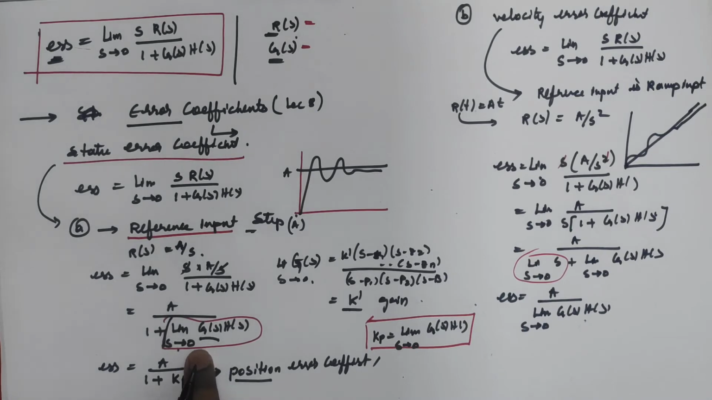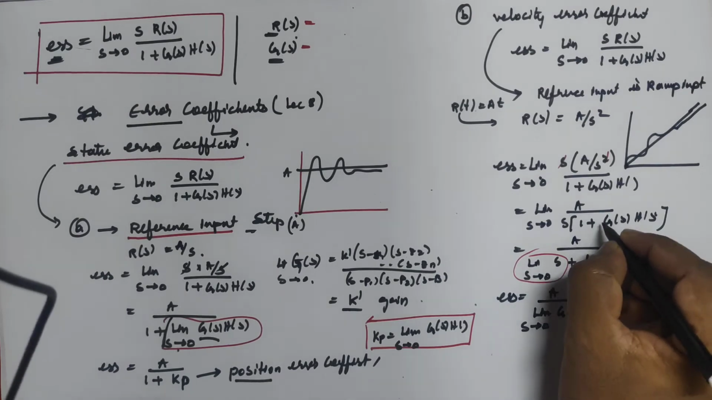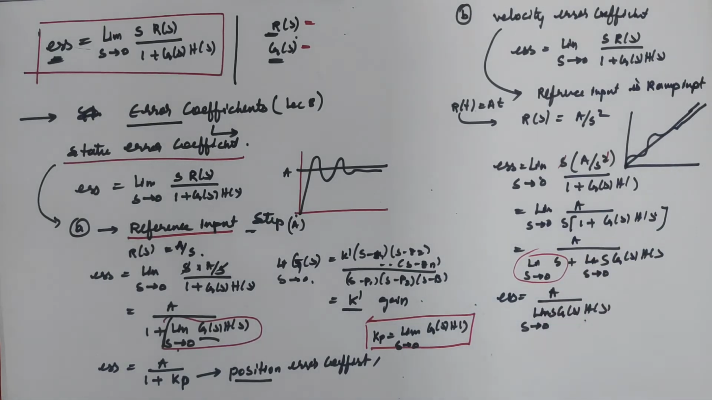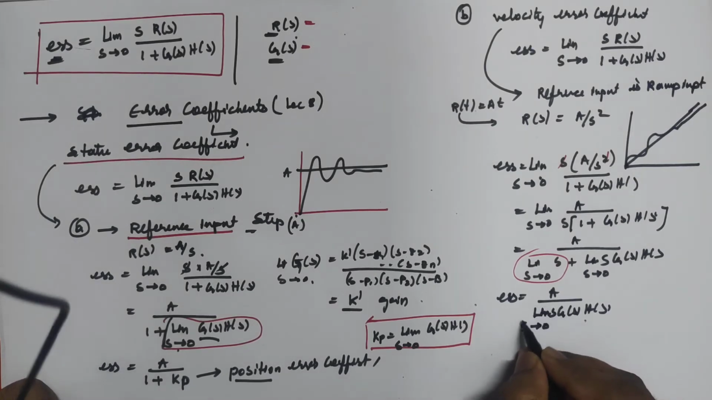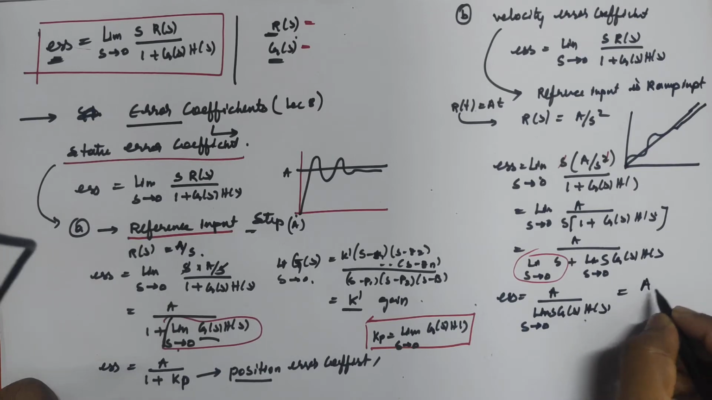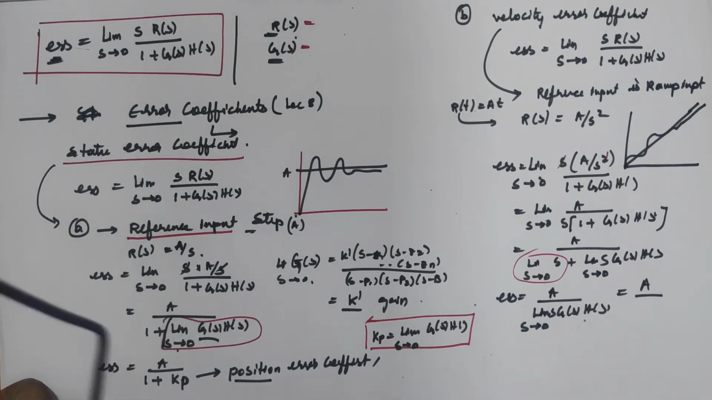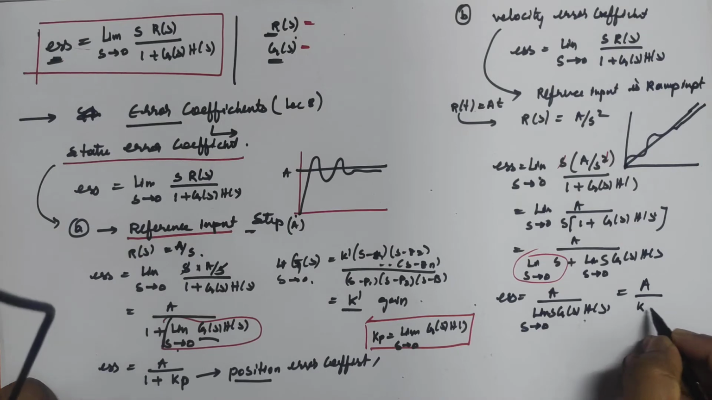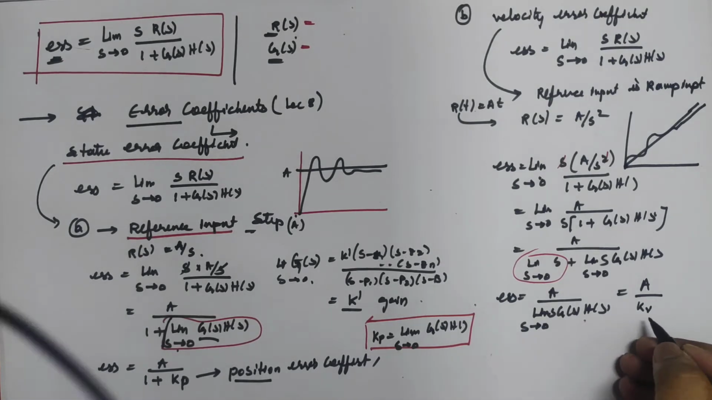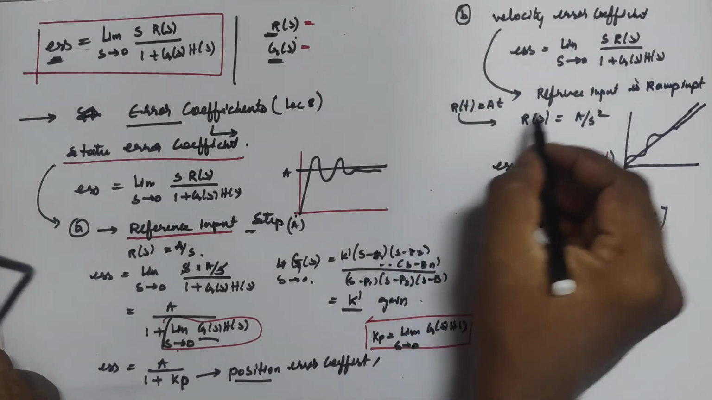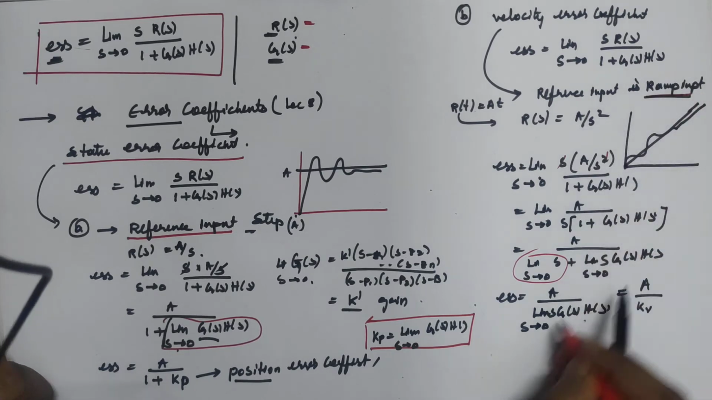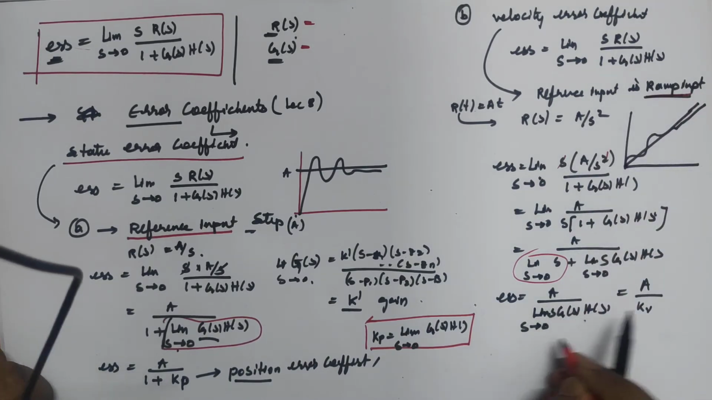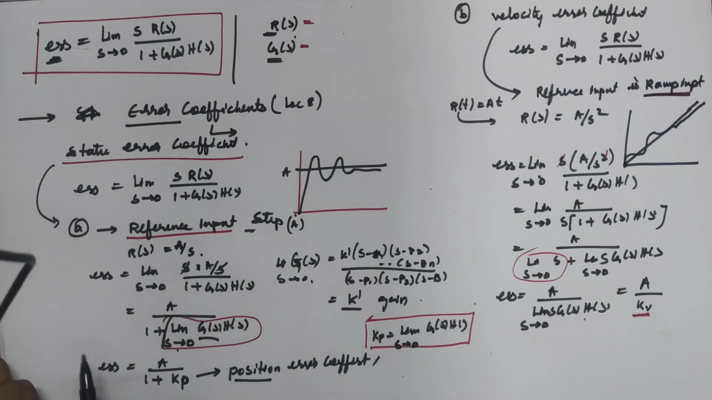Again we end up with the limit as s tends to 0 of s into g of s h of s. Again we have another coefficient. This coefficient is a constant gain value, and I'll name it kv. kv means, with the reference input being a ramp input for any system, we'll end up with the velocity error coefficient kv.